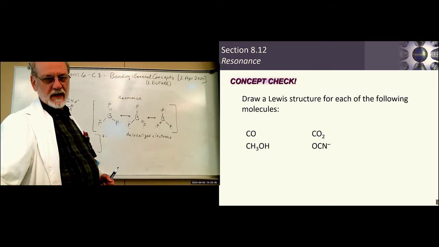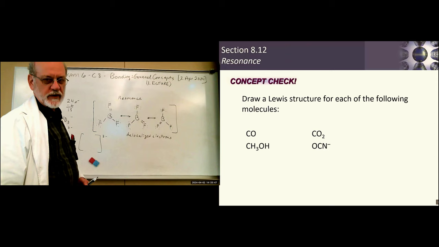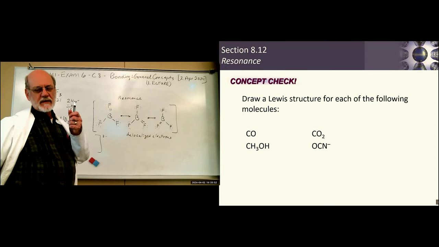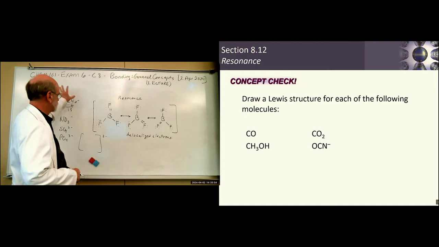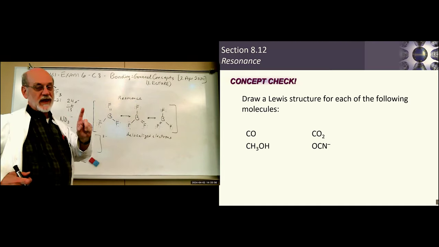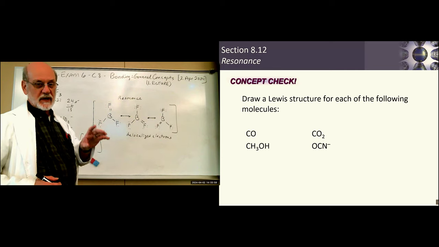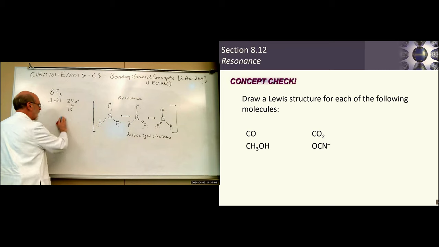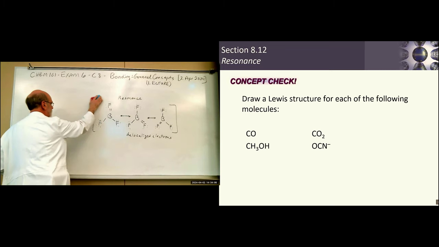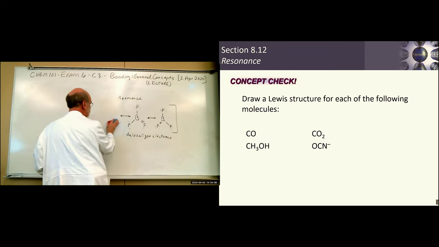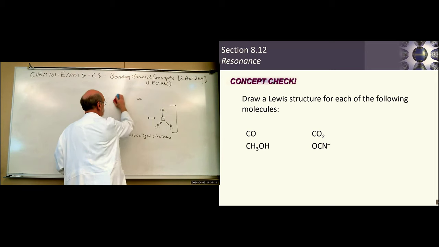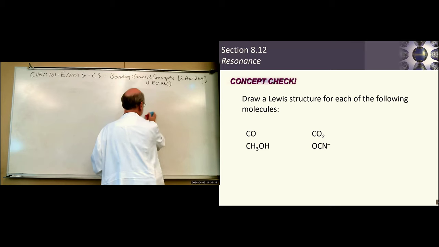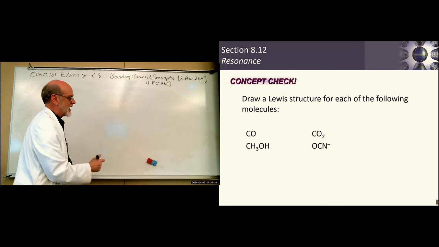So we can draw structures for each one of these. The methanol, let's see, we've had very simple structures so far with only one central atom. When you get to methanol, let's do that one, because we're getting a little more complicated. We have to learn what to do, and that you can have more than one valid Lewis structure around different central atoms.